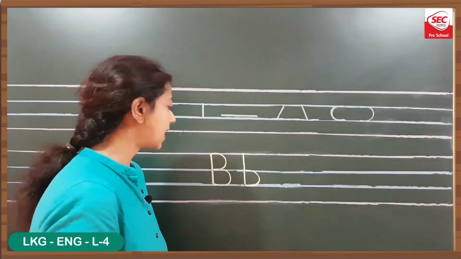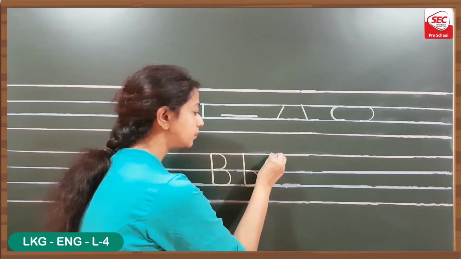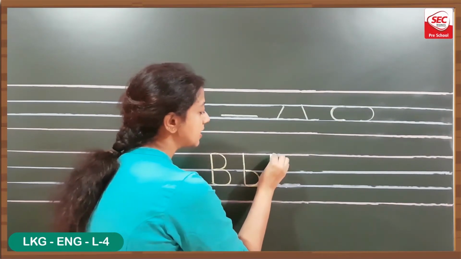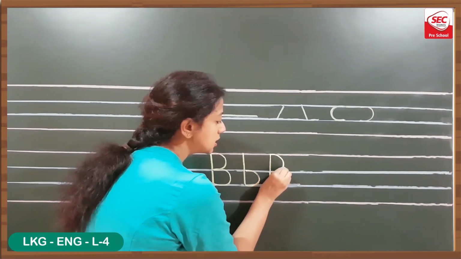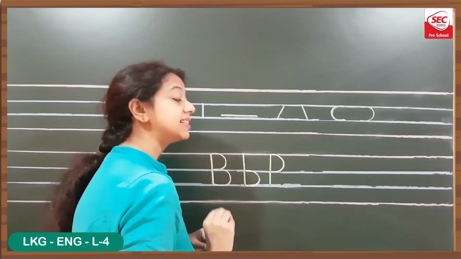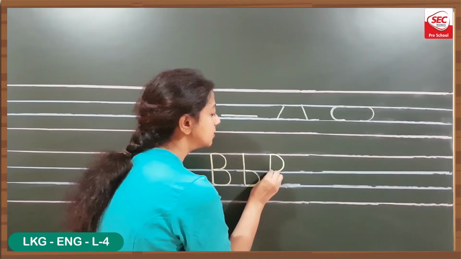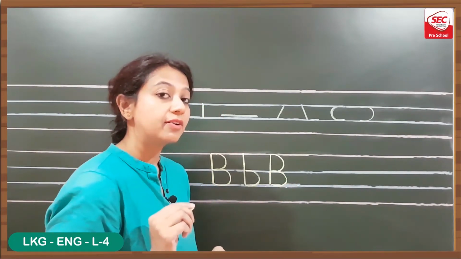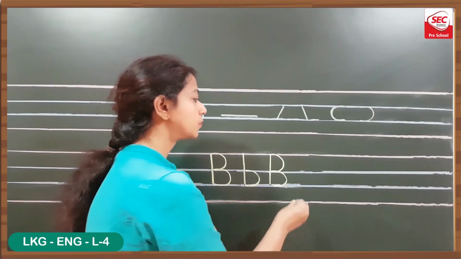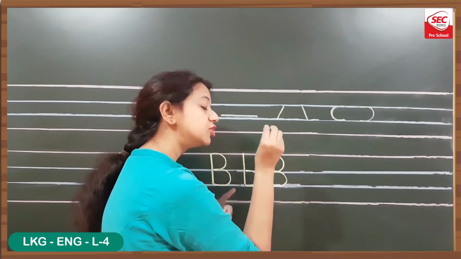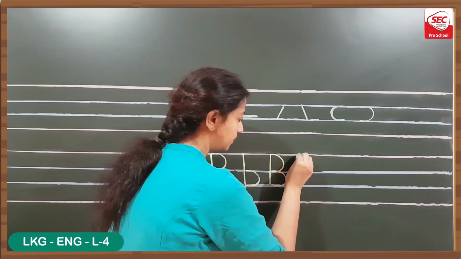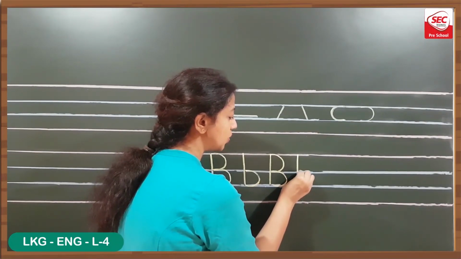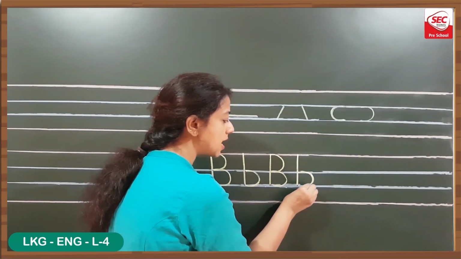So let's see once again how to write capital B. Step number 1, standing line. Step number 2, a small curve. And step number 3, again a small curve. But while writing small b, how to do it? First, a standing line just like capital B. And then just a small curve in between these 2 blue lines.